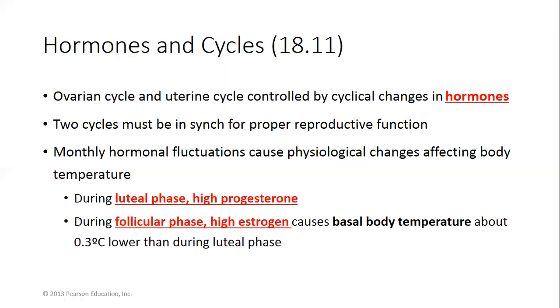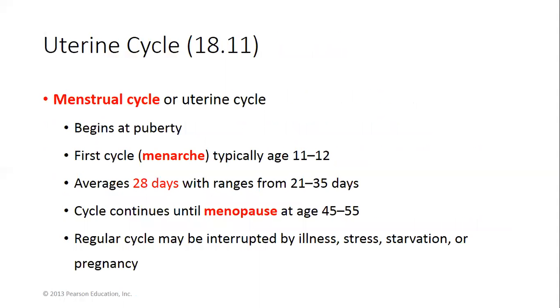There are two phases. The first phase is the follicular phase, where high amounts of estrogen are produced. That causes an increase in basal body temperature, which drops during the luteal phase because there's high progesterone production. So there are two different hormones. The menstrual cycle begins at puberty, and the first cycle is called menarche, typically around the age of 11 to 12, but that can go up to 13, 14, 15, and can be as young as 8, 9, or 10 years old.